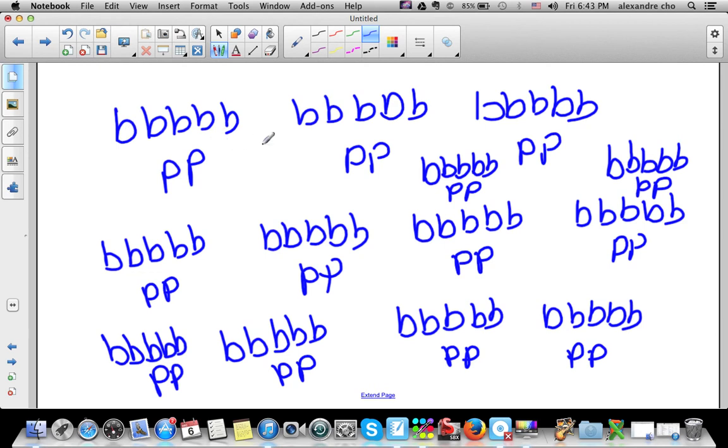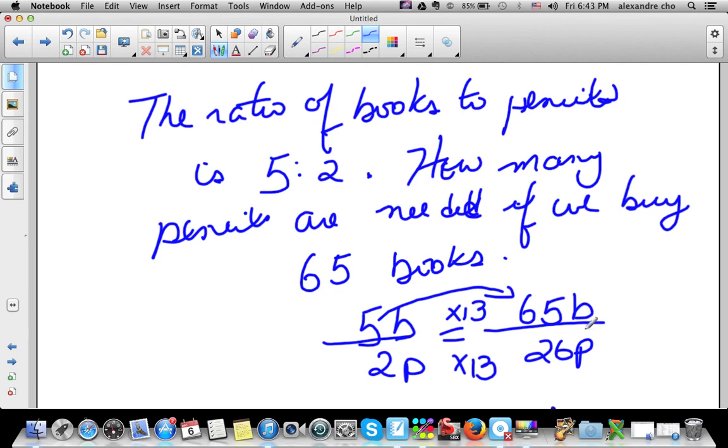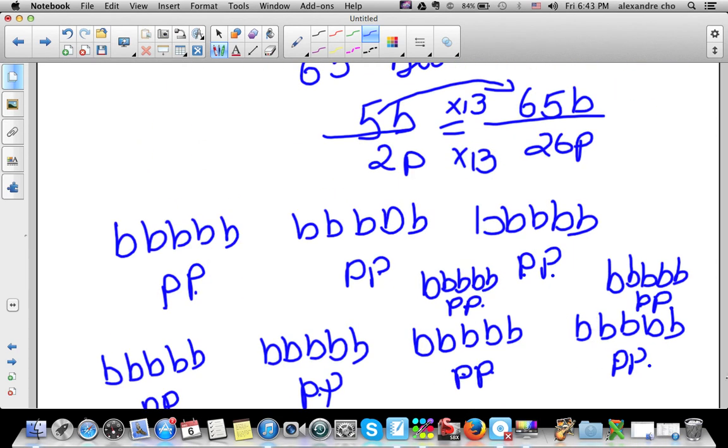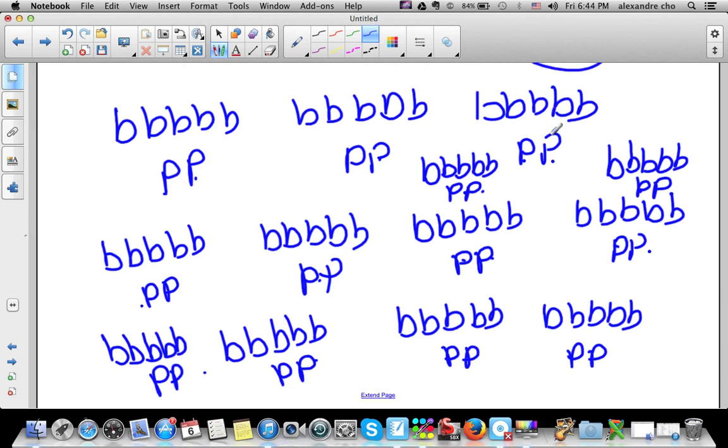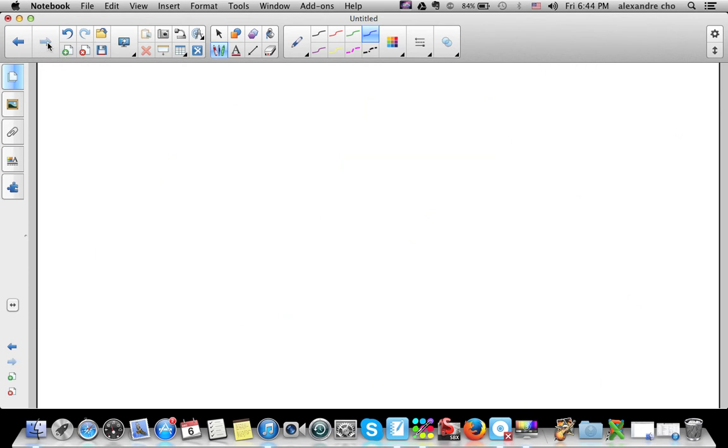So each B represents a book. So if you count all the B's, you would have 65 books, and all the P's represent pencils. So if you were to count 1, 2, 3, 4, 5, 6, 7, 8, 9, 10, 11, 12, 13, 14, 15, 16, 17, 18, 19, 20, 21, 22, 23, 24, 25, 26. And let's compare that to our answer at the top. Yep, that matches. And you have right here, same answer. So whether you use pictures or set it up as a proportion, you get the same answer. Okay? Sorry about the mess there.